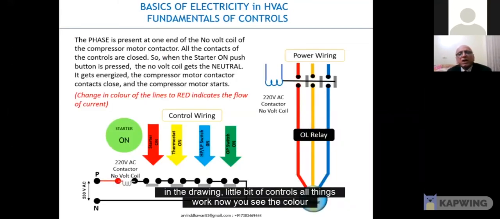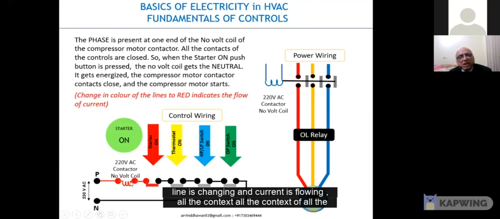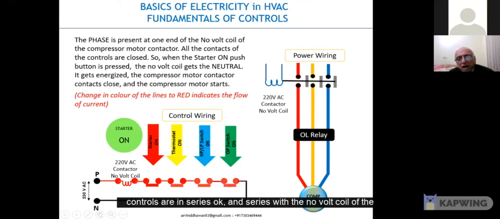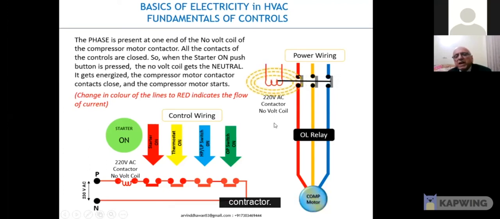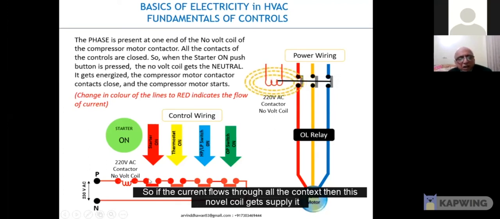Then a little bit of controls, how these things work. Now, if you see the color, the line is changing, the current is flowing, and all the contacts of all the controls are in series. They're in series with the no volt coil of the contactor. So if the current flows through all the contacts, then this no volt coil gets the supply.